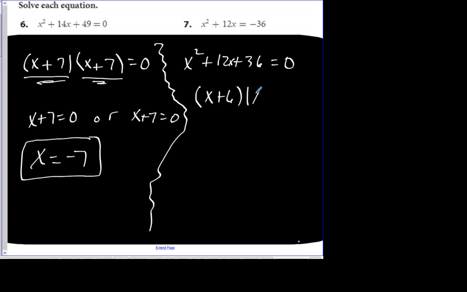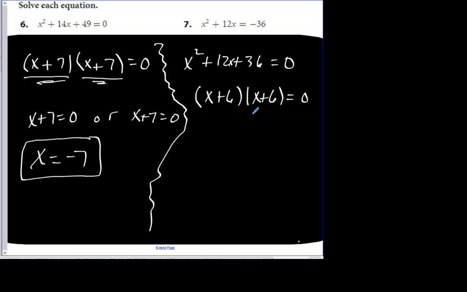X plus 6 times x plus 6. Yeah, that factors also into, that's a perfect square trinomial, isn't it? So it becomes x plus 6 times x plus 6. Could we use your square root method on this, Emily? Yeah, just like you did number 6.